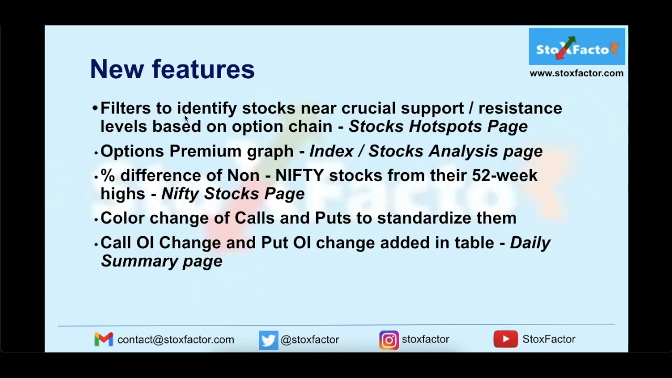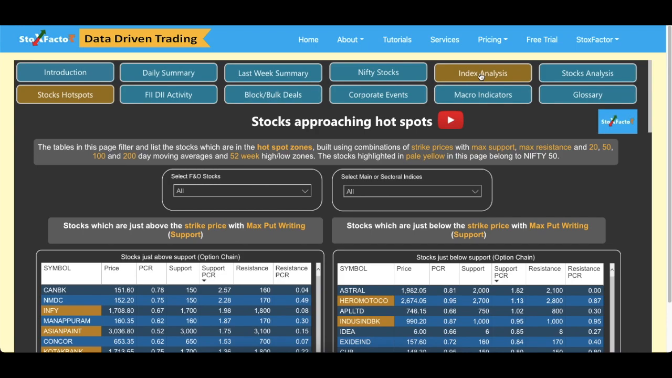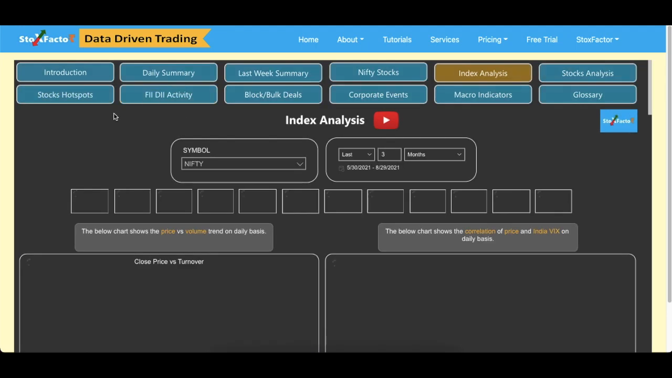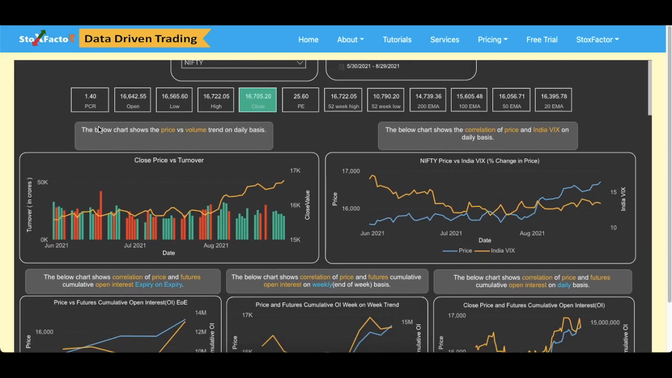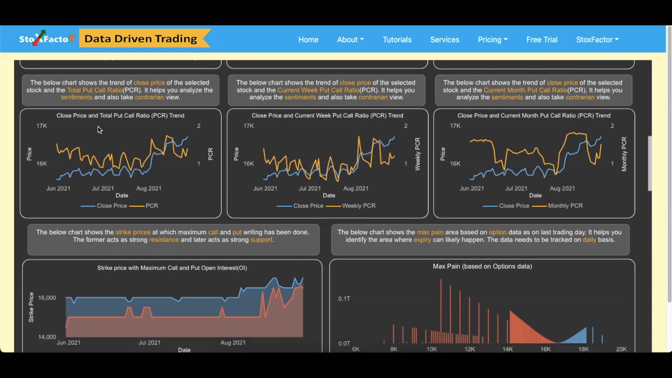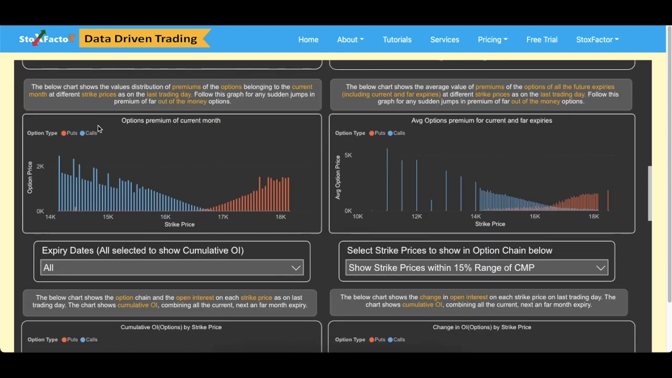And this has been added in the index stocks analysis page, right? So now let's again go to the dashboard and quickly go to the index analysis page. The same applies to the stocks analysis, so we'll quickly cover the index analysis page. Okay, so we are in the index analysis page and we'll quickly scroll down a bit and you will see these two graphs: option premium of current month and average option premium for current and far expiries.